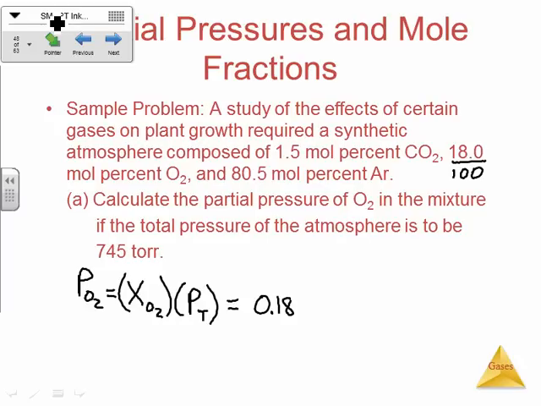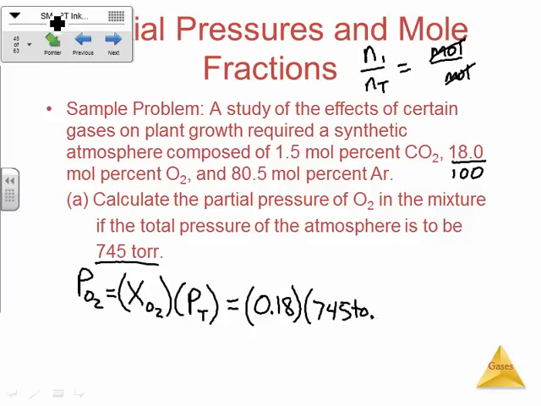And mole fractions are unitless numbers, okay? Because if you think about it, if you got N1 over N total, this is some number of moles divided by some number of moles, and that's going to cancel out, so it leaves us with no units. So this is just a unitless number here. So 0.18 times our total pressure, which is 745 torr. And that's going to give us the partial pressure of the oxygen.